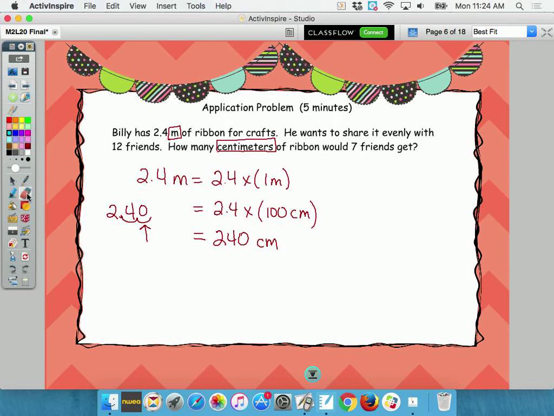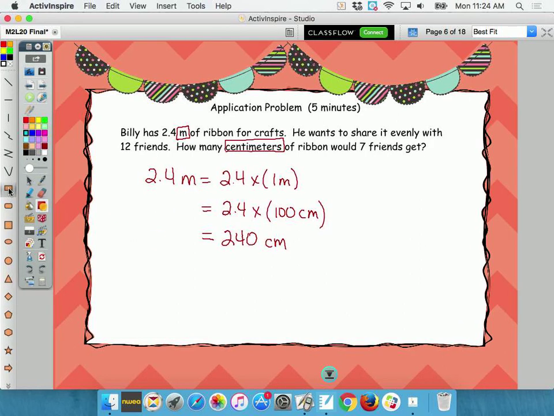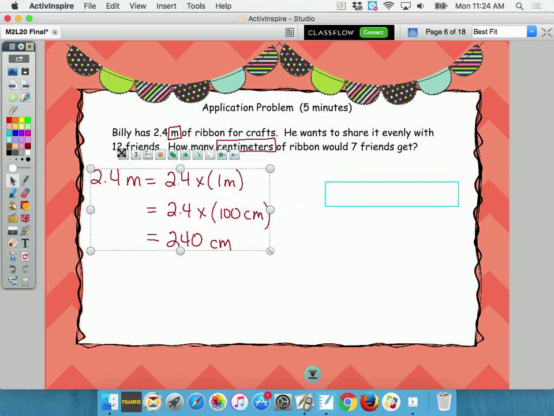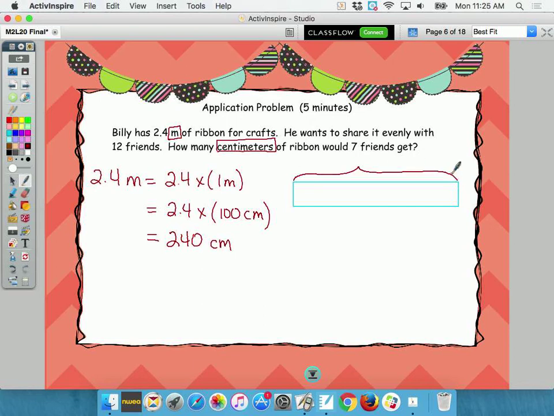Okay? So that's what I'm going to put on. What am I going to draw? You know what I'm going to draw. Tape diagram. I'll use 240 centimeters on my tape diagram. Okay. So where do I put 240 on this tape diagram, Mia? On top. Good. So 240 centimeters is what I'm working with.